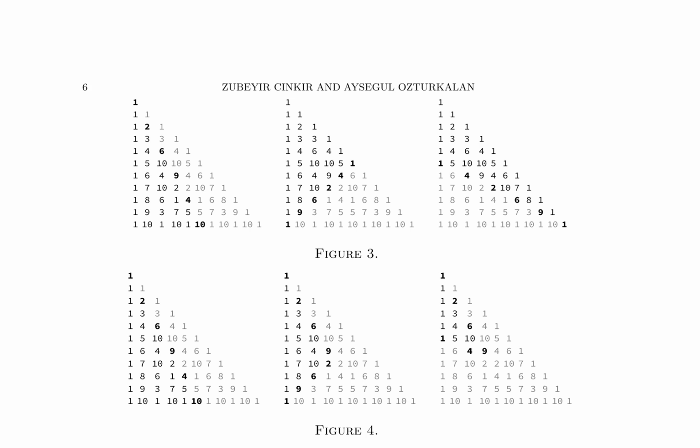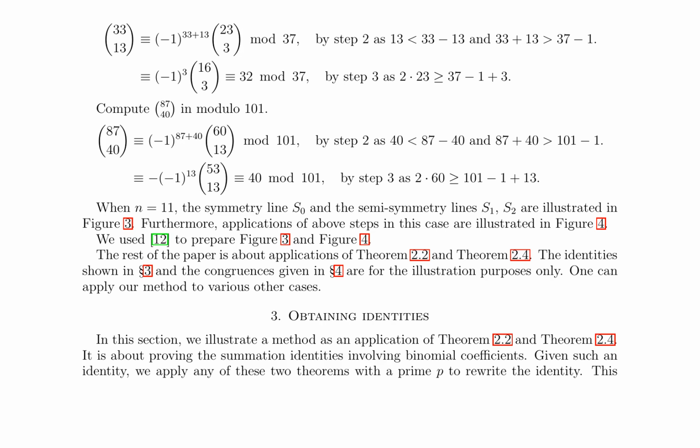They demonstrate the application of steps outlined in the previous sections to compute binomial coefficients modulo a prime. The computations are performed using the equations derived from Theorem 2.2 and Theorem 2.4. Specifically, the computation of $\binom{33}{20}$ modulo 37 involves applying step 2 and step 3 of the algorithm, resulting in an equivalent value of 32 modulo 37. Another example computes $\binom{87}{40}$ modulo 101, also involving step 2 and step 3, with an equivalent value of 40 modulo 101.